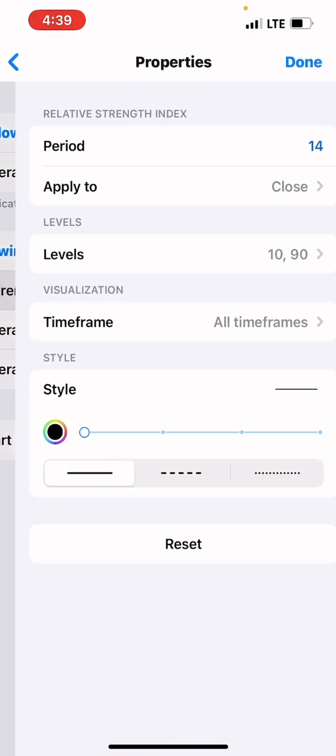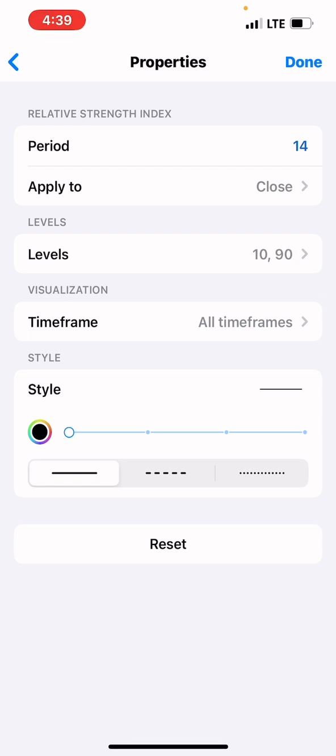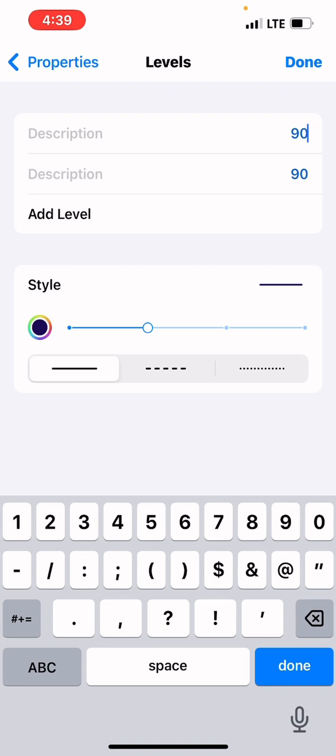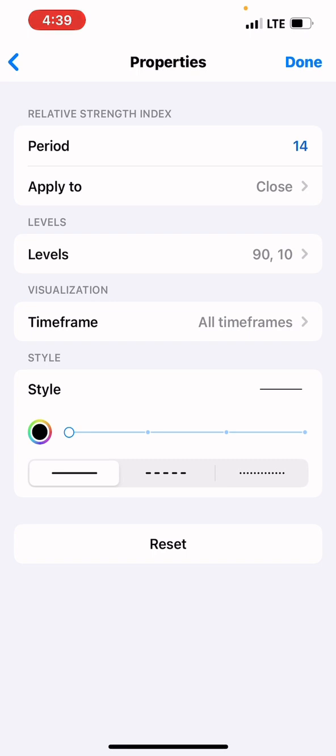And the next one would be the relative strength index, period 14, apply to close. Levels are 10 and 90, right? We need level 90 and level 10. Let's change that to, of course, it's the same thing, 90 and 10. And then for my style here, I'm using black color. I want it to be visible on my chart, so you can use whatever color will pop on your chart. Click done when you're done with that.